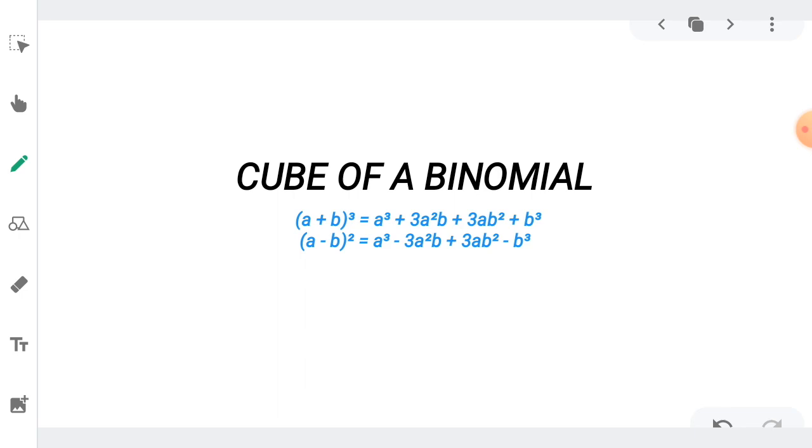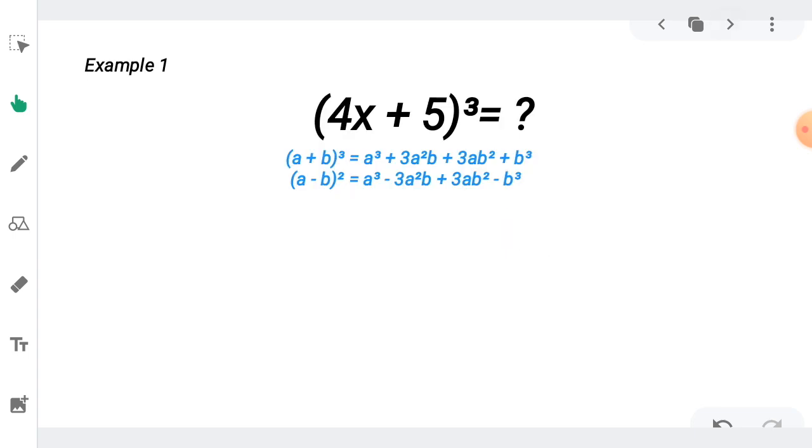Next, under special product is the cube of binomial. So the cube of binomial is in the form of a plus b cube is equal to a cube plus thrice the squared first term multiplied to the second term, which is b, plus thrice the product of the variable a times squared b, and then plus cube the second term. So in example number 1, 4x plus 5 cube is equal to unknown.